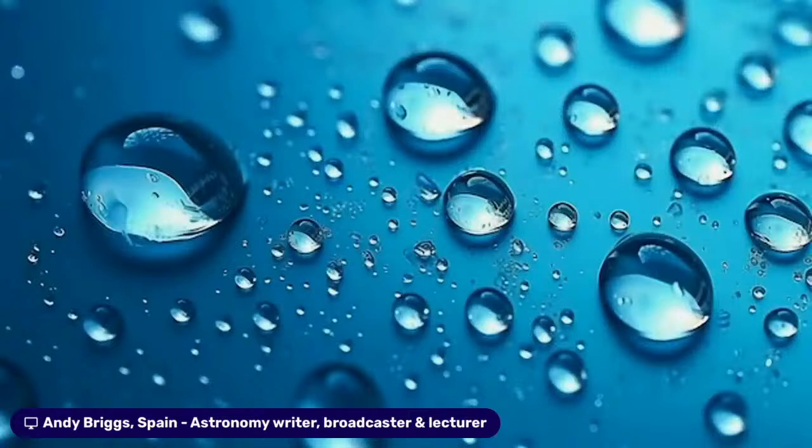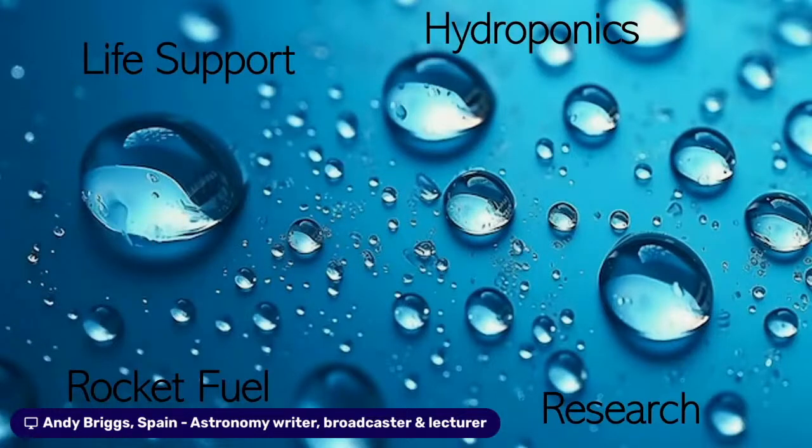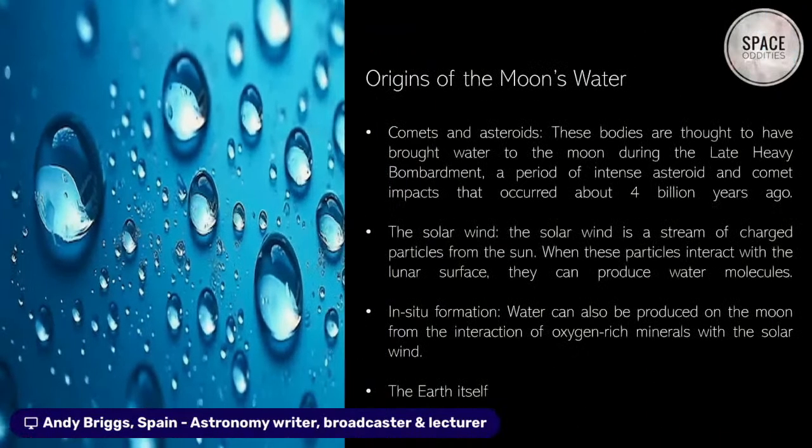Now, if you can get at that water, what does it do for you? What would you use it for? Well, astronauts would use it for all sorts of things, but obviously to survive, for life support. They would use it for hydroponics, to grow plants on the moon. And they would use it for rocket fuel, because you can split the water into oxygen and hydrogen and make rocket fuel out of it. And of course, they would use it for general research about the moon. But there will be other things, I'm sure, that people will think of as well. So it's very, very interesting.